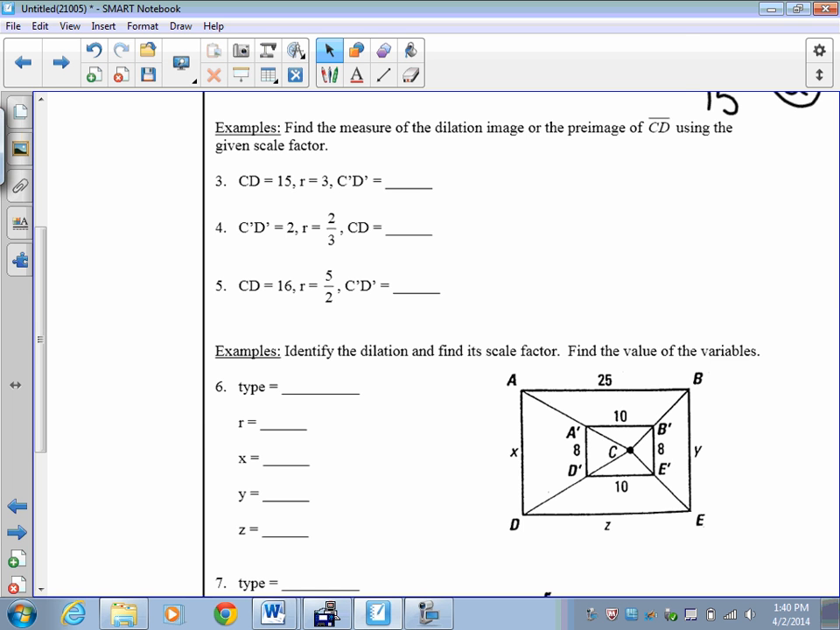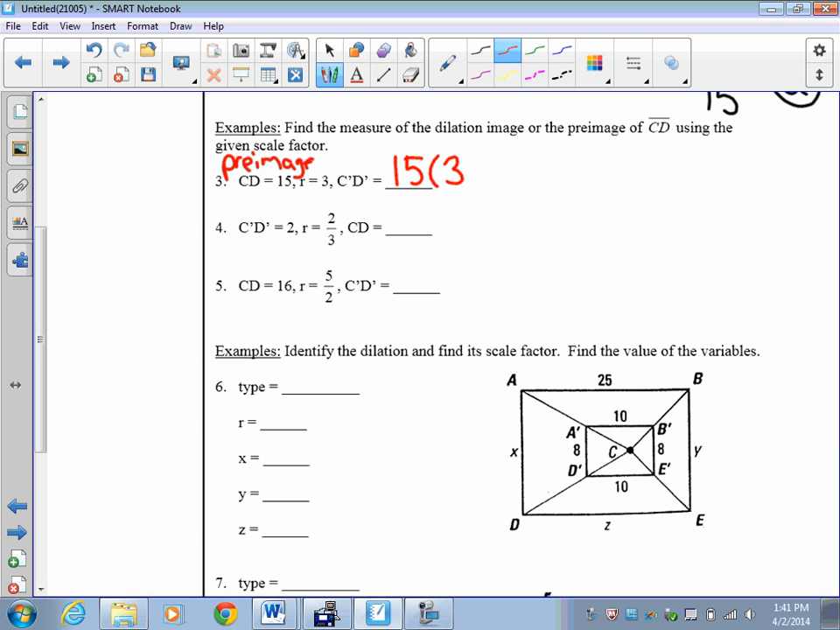So this time we're given the scale factor, and sometimes we're given the image size or the pre-image size, and we need to find the other one. So remember, CD, this is the pre-image. And if the scale factor is 3, that means we're going to take 15 times 3 to get 45. So C prime D prime is the image.